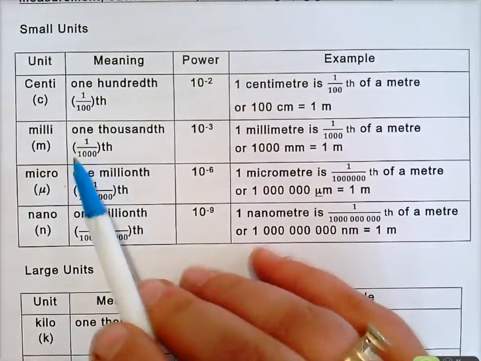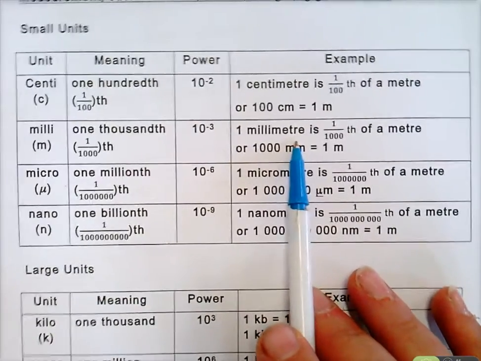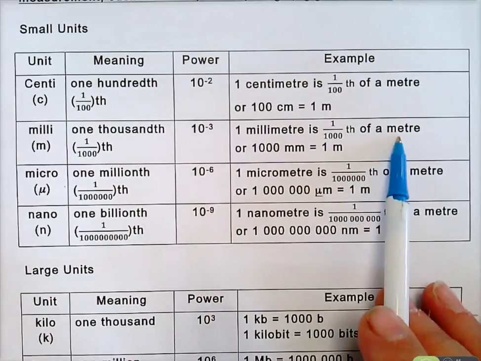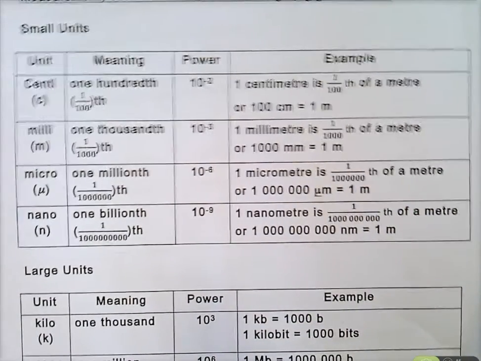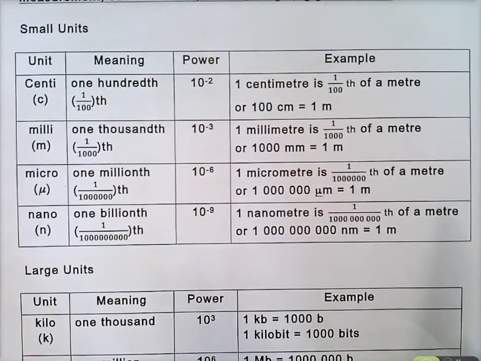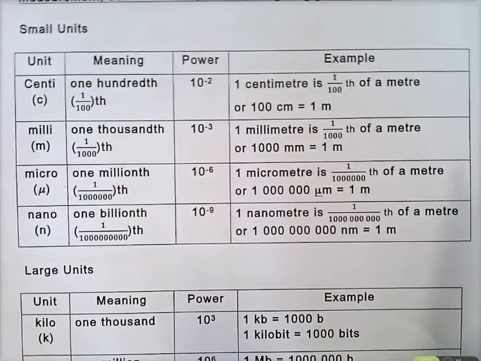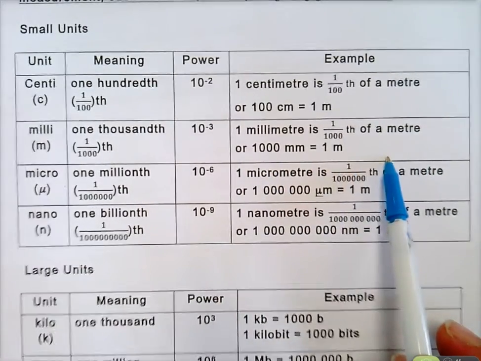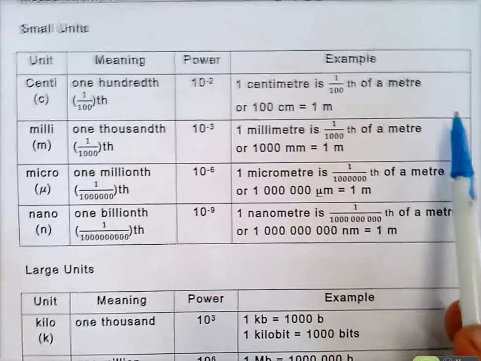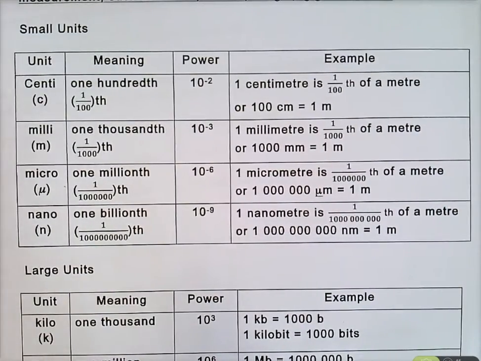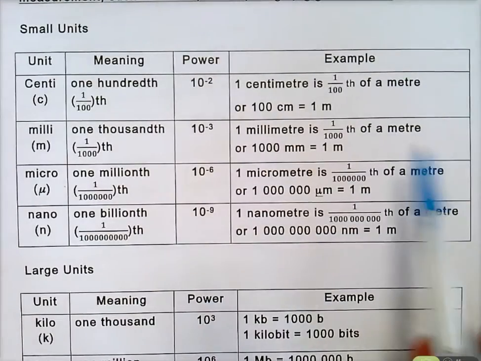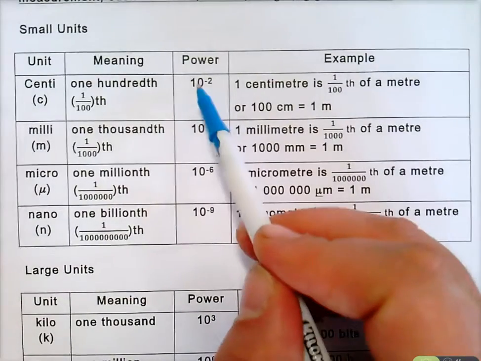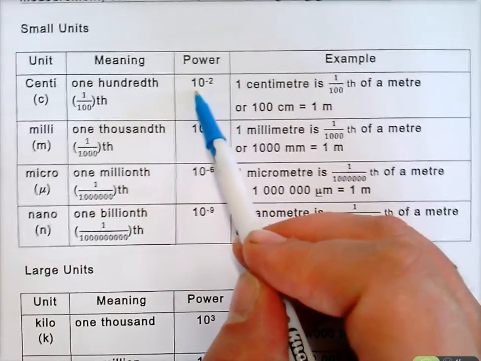Milli, for example, millimetre, millilitre, milligram. So a millimetre is 1/1000th of a metre. A milligram is 1/1000th of a gram. A millilitre is 1/1000th of a litre. So 1,000 millimetres is a metre. 1,000 milligrams is a gram. 1,000 mils is a litre. Okay? But 1 millilitre is 1/1000th. Alright? 1 millimetre is 1/1000th of the metre. So milli means 1/1000th.